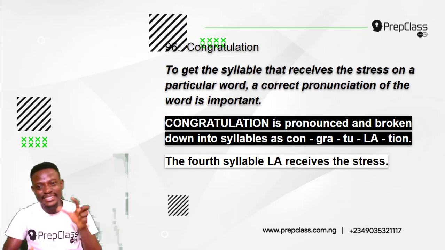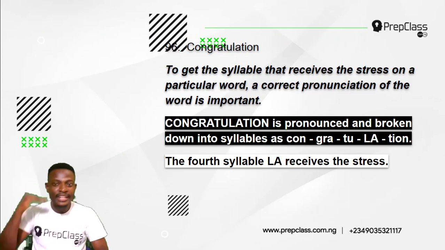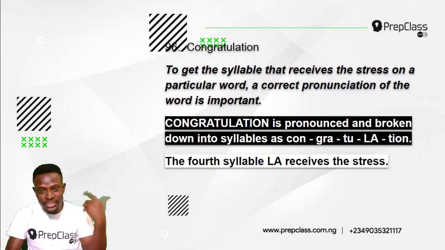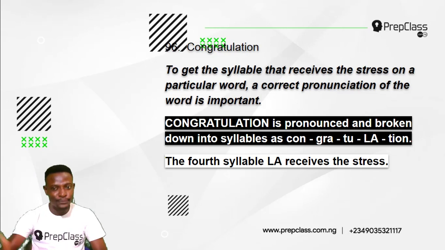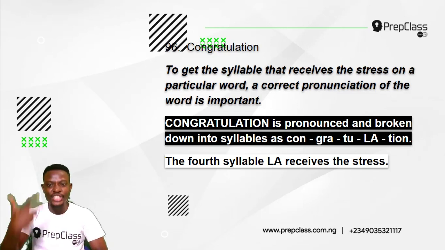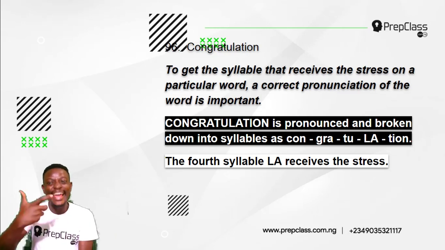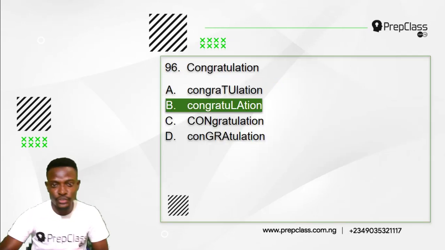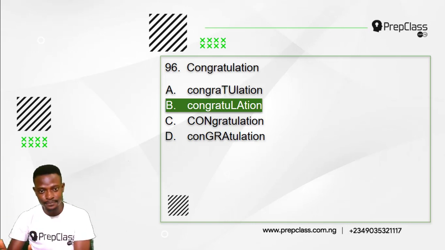Now, to get the syllable that receives the stress on the particular word, a correct pronunciation of the word is important. We have to correctly pronounce the word. Congratulations is pronounced and broken down into syllables as con-gra-tu-LAY-tions. So the fourth syllable, lay, receives the stress. The answer to this question is option B. Congratulations. Lay receives the stress.